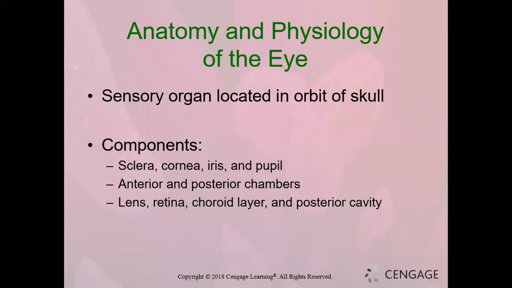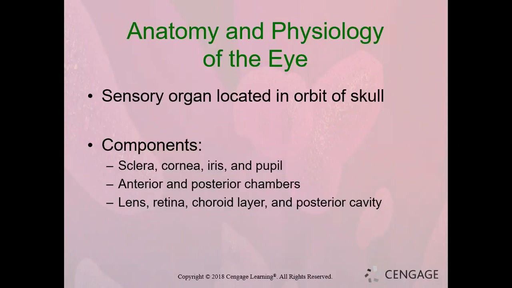So let's talk a little bit about the anatomy and physiology of the eye. This is a sensory organ that's located in the orbit of the skull. It includes the sclera, the cornea, the iris, and the pupil. And it has different chambers. It also includes the lens, the retina, and there's some other parts, the choroid layer and the posterior cavity. You don't really need to know those things.